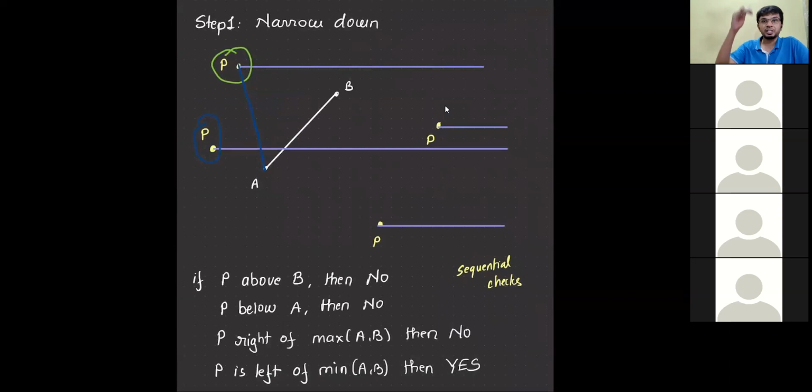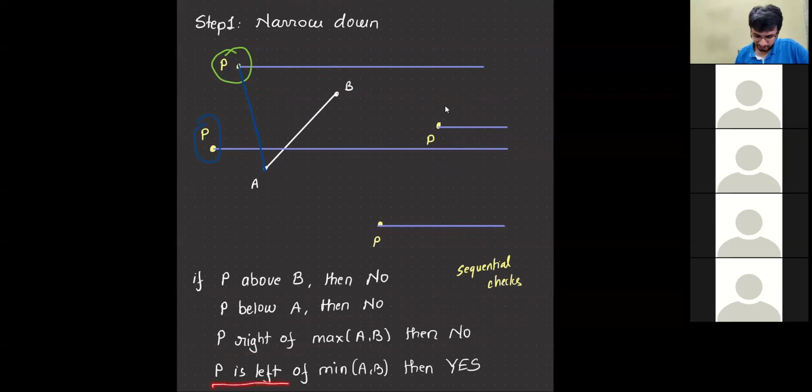So we'll do sequential checks. We'll first check if P is above B, then no. If P is below A, then no. If P is to the right of the max of A comma B, so right of the rightmost point, then definitely no.